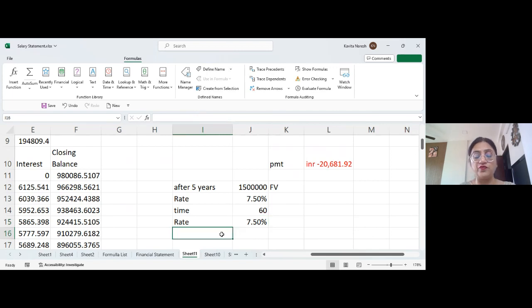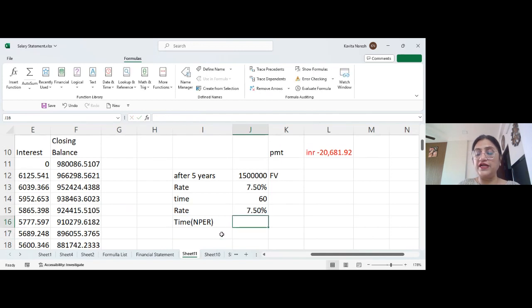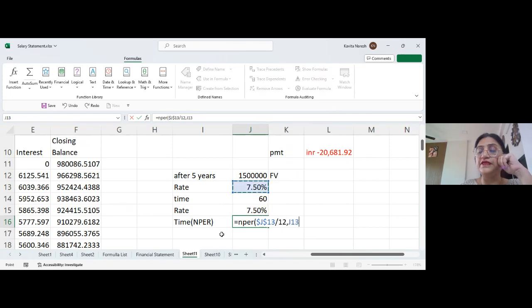There is one more formula to calculate the time also. That is NPER. How can I calculate it? Equal to NPER. We are cross checking the formulas. Okay, NPER. First is the rate, this one, divided by 12, comma. PMT, this one. Comma, comma. FV we have. Comma 0.